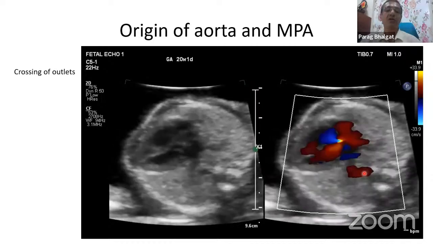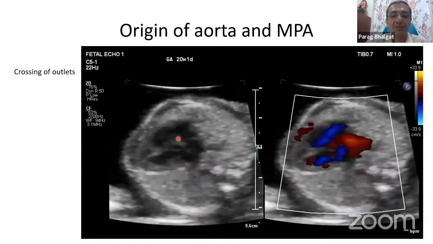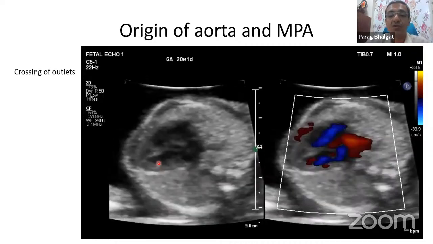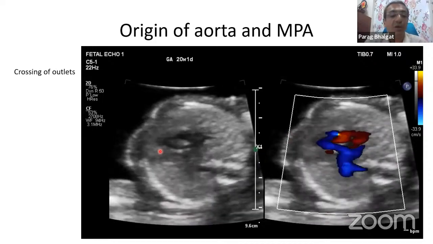So this is the crossing of the outlets. LV giving rise to aorta, and RV giving rise to PA. The perimembranous VSD, with the aorta committed to both sides, but it is important to show the crossing. Crossing was demonstrated, suggesting normally related great arteries, or VA concordance.